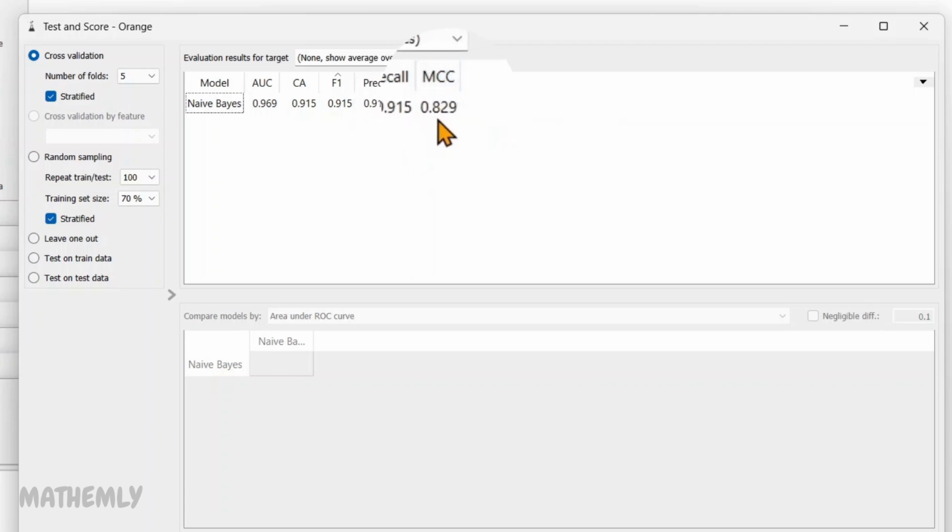MCC is 0.829. This is a more advanced way to measure how well the model performs overall. A value closer to 1 means the model is making very accurate predictions. In simple terms, the model is doing a great job at predicting diabetes, but further tuning or testing with other models could improve performance even more.